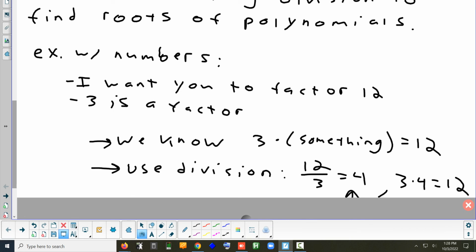So if you want to factor the number 12, and you know 3 is a factor, that means 3 times something will give you 12. To solve for the something, divide each side by 3. 12 divided by 3 gives you 4. And then you could check it by plugging it back in. 3 times 4 equals 12.